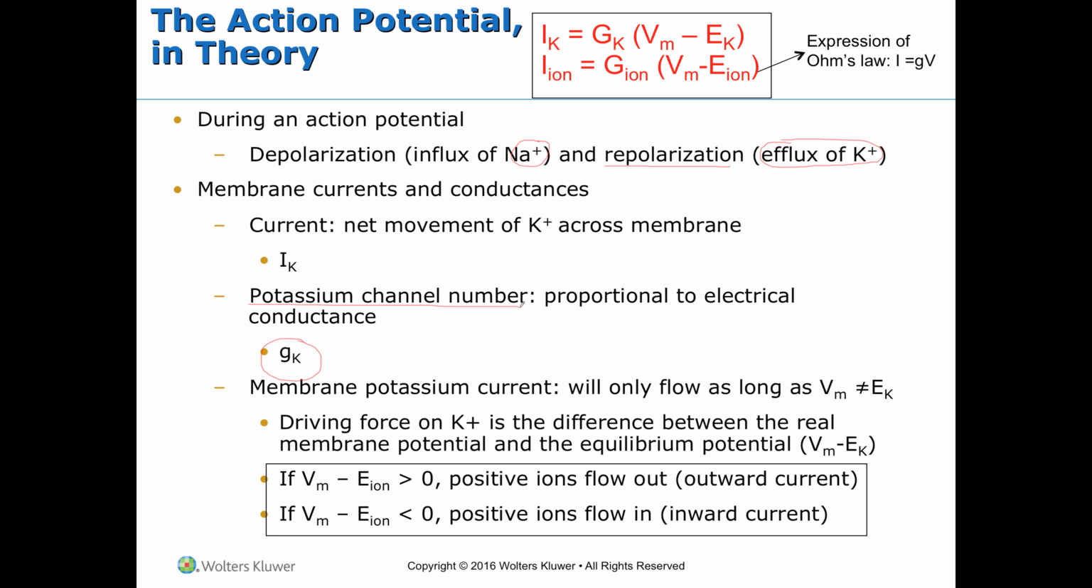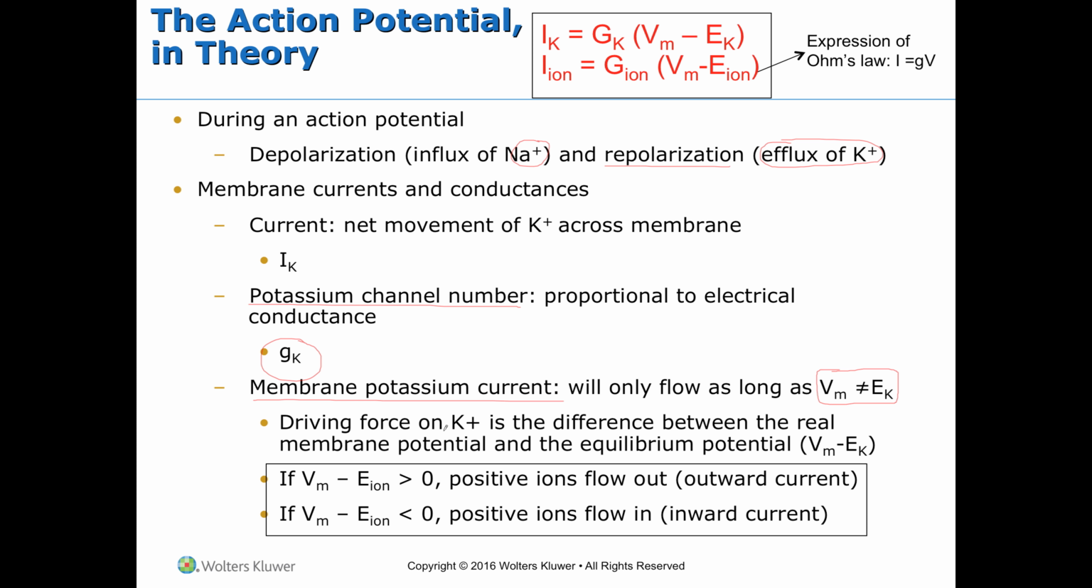Now remember, if you don't have potassium channels, or if you don't have channels in general, then no current can flow, because there's no way that the ion can go anywhere. So the membrane potassium current will only flow as long as the membrane potential doesn't equal the equilibrium potential. Remember that at the equilibrium potential, you have a cessation of movement, right? You have the electrical gradient that is going to be balanced with the concentration gradient.